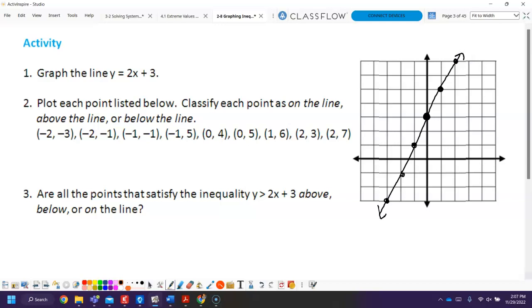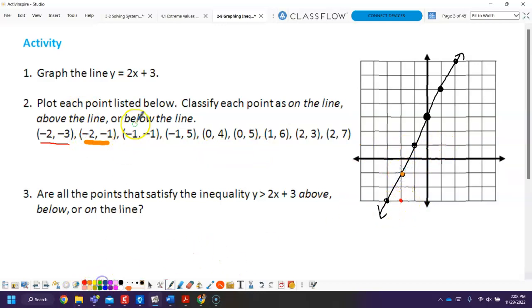Okay, at that point, you are going to plot all of the individual points. So let's start with that first point. So I'm going to make my first point red. So that point is going to be at -2, -3. That second point is going to be in orange at -2, -1.